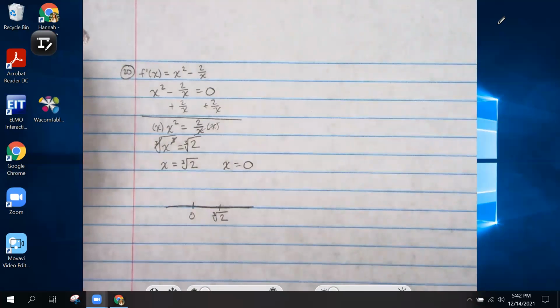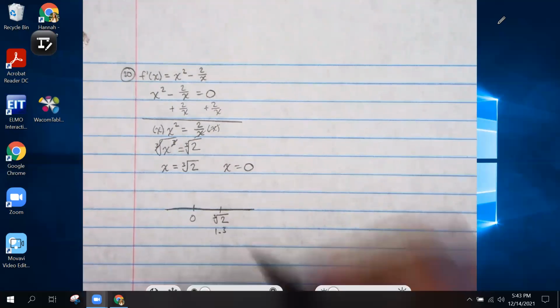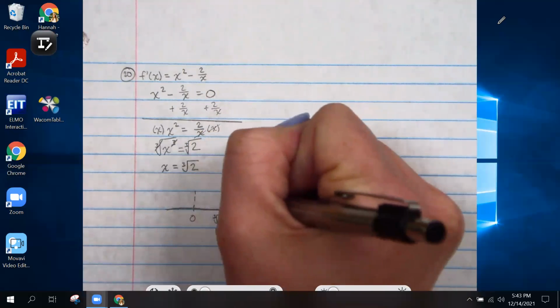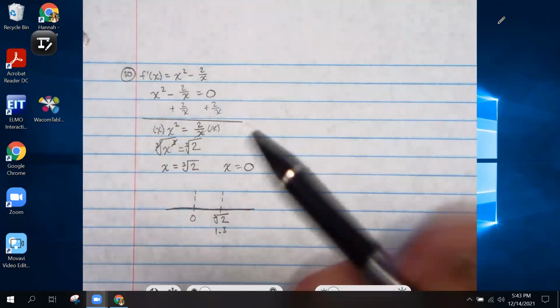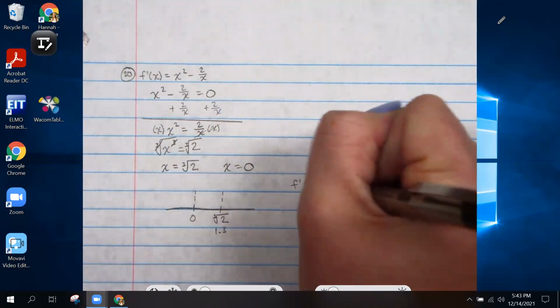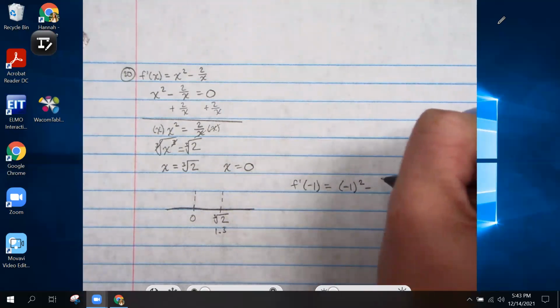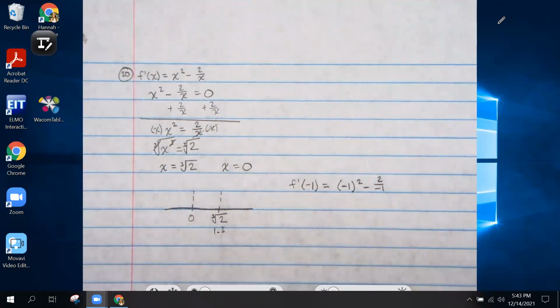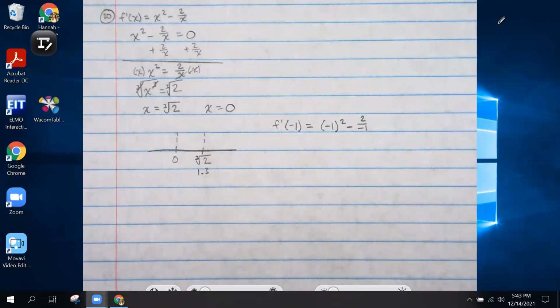which let's get an approximate value for that. 1.259. We'll just say 1.3-ish. So we need to test numbers in all three of these intervals, plug those into the derivative. So if we choose a -1, let's say f prime of -1 is -1 squared minus 2 over -1. Be very careful putting this in your calculator. I would suggest doing it in your head because there's a lot less room for error.